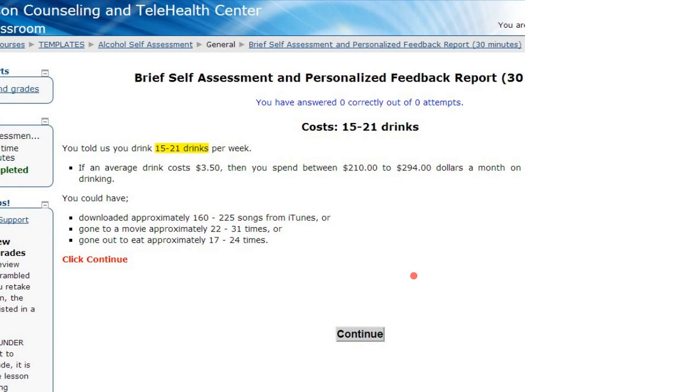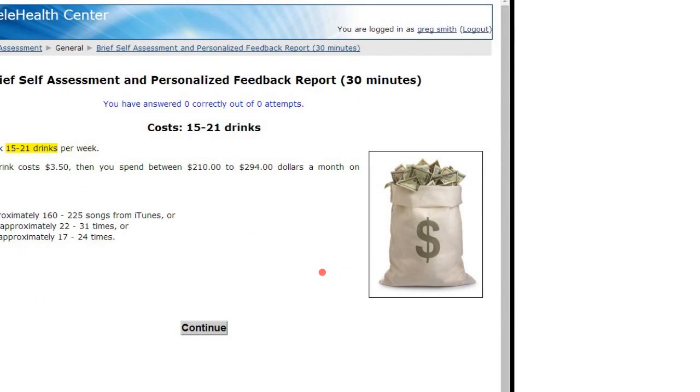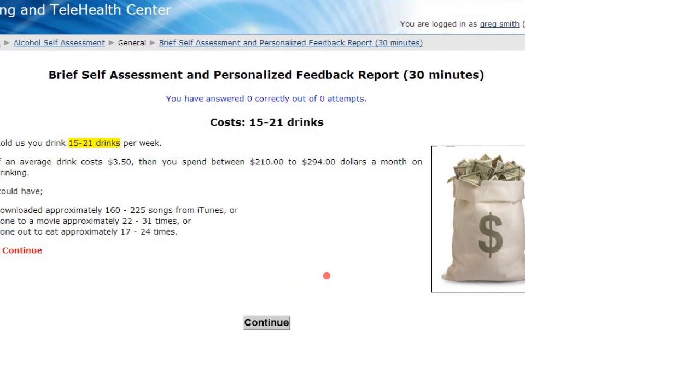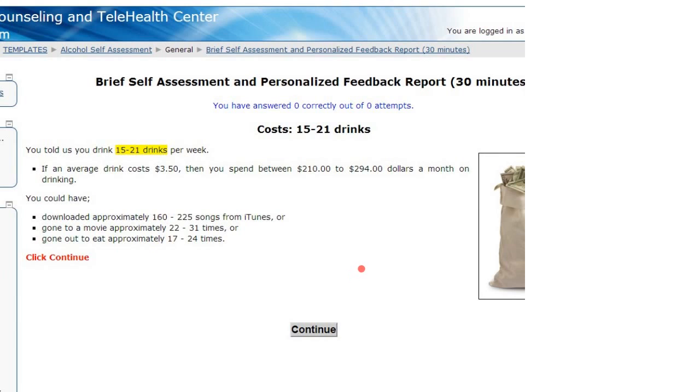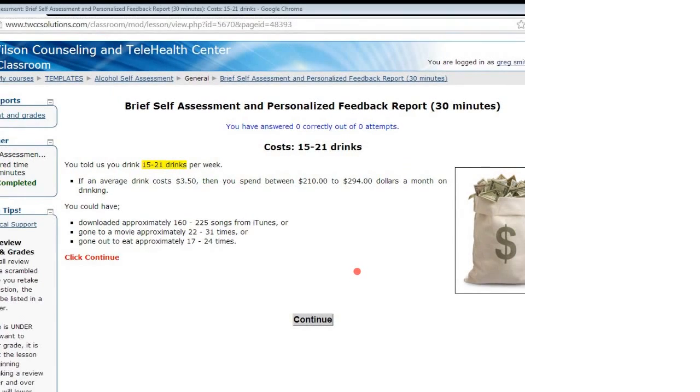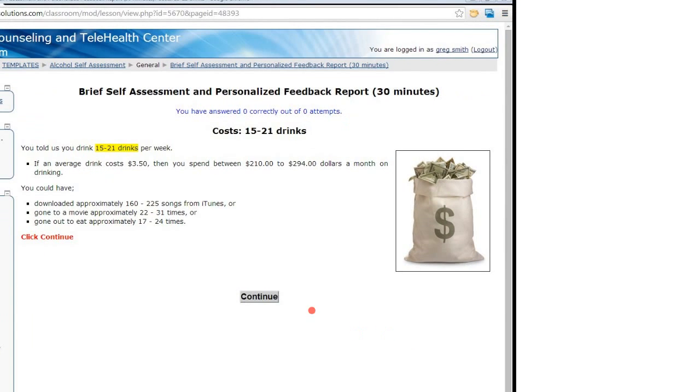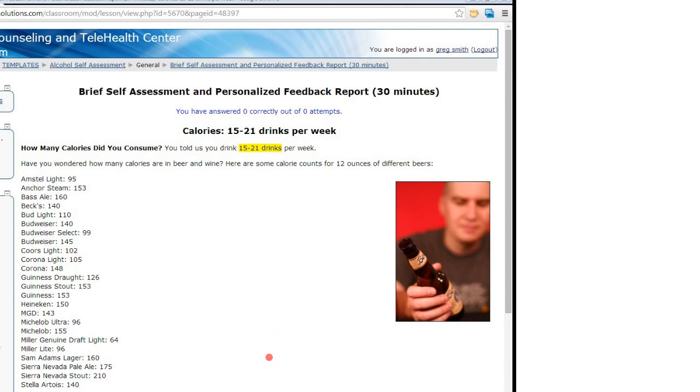What we do is give feedback on the cost of that number of drinks per week. If an average drink costs $3.50, then you spend, and notice there's no lecturing here, $200 to almost $300 a month on your drinking. Oh, by the way, you could have downloaded 160 to 225 songs from iTunes, gone to a movie so many times, or gone to eat so many times. Of course, there's no nagging or lecturing, just, by the way, you could have done something else with that money. So you would hit the continue button.